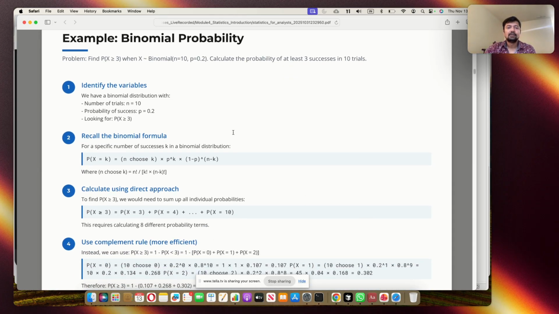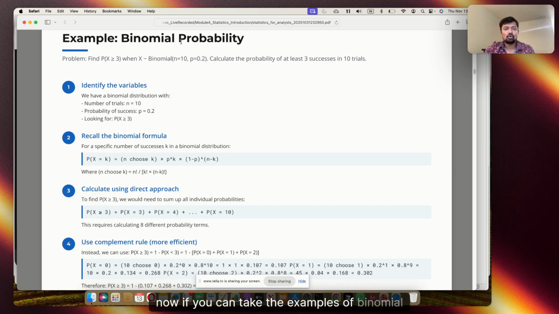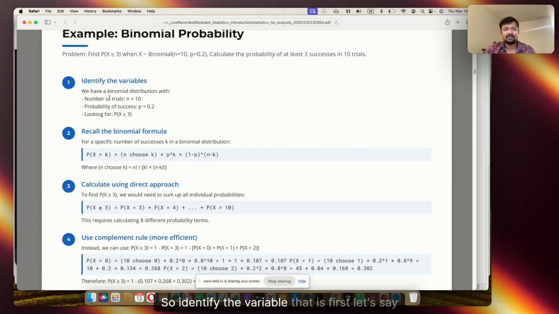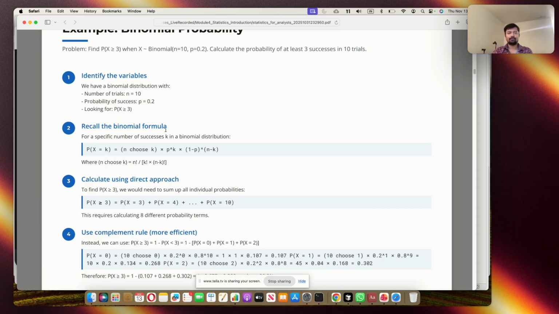Okay, now, let's take the example of binomial probability. Identify the variable first. Let's say the number of trials is 10, with a given probability of success. If you're looking for the probability of greater than or equal to 3, then recall the binomial formula. You can use the binomial formula to get how many successes you will get from this data set for a specific number of successes k in the binomial distribution. This kind of formula can be used.